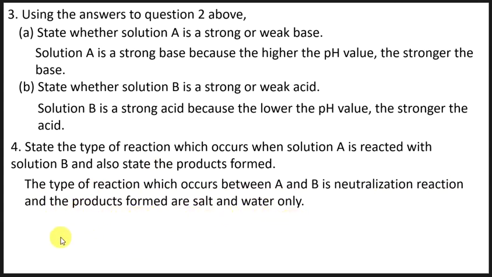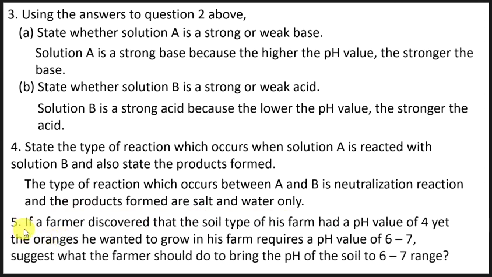Okay, and you may also have a question like this one here, which says, if a farmer discovered that the soil of his farm had a pH value of 4, yet the oranges he wanted to grow on his farm require a pH value of 6 to 7, suggest what the farmer should do to bring the pH of the soil to the 6 to 7 range.